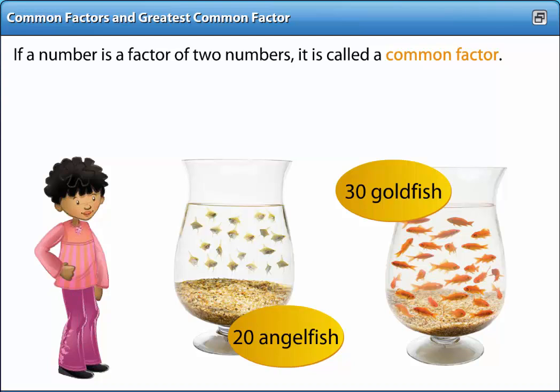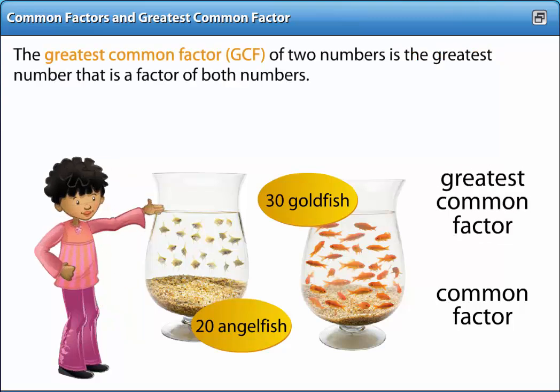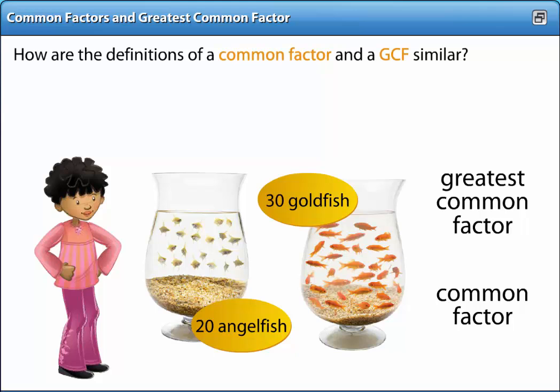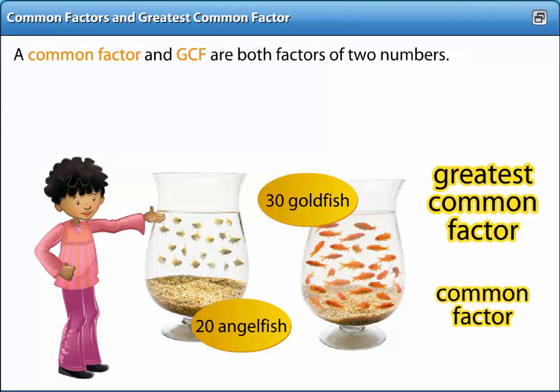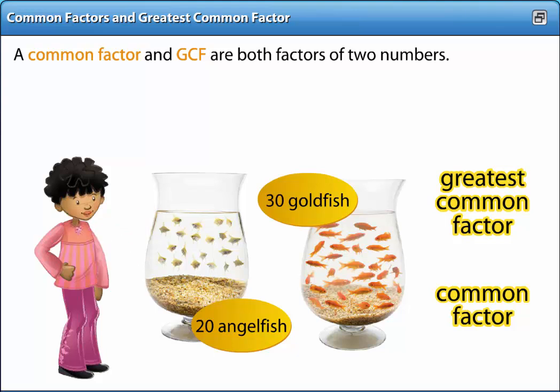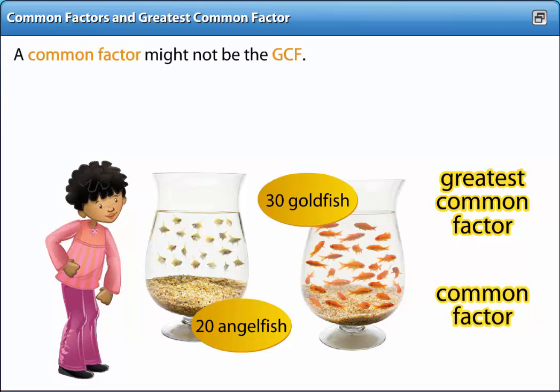If a number is a factor of two numbers, it is called a common factor. The greatest common factor of two numbers is the greatest number that is a factor of both numbers. How are the definitions of a common factor and a greatest common factor similar? A common factor and greatest common factor are both factors of two numbers. How are these definitions different? A common factor might not be the greatest common factor.